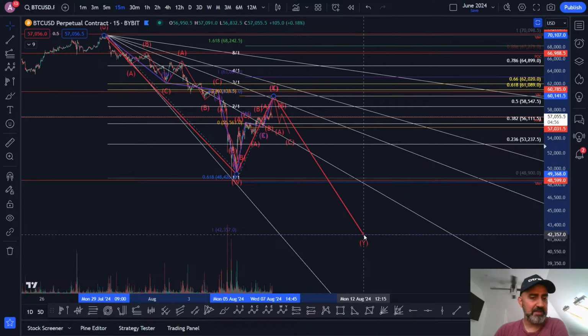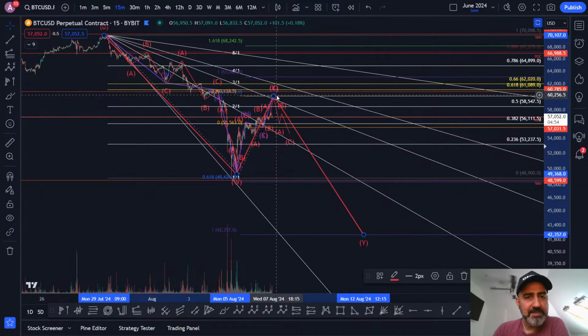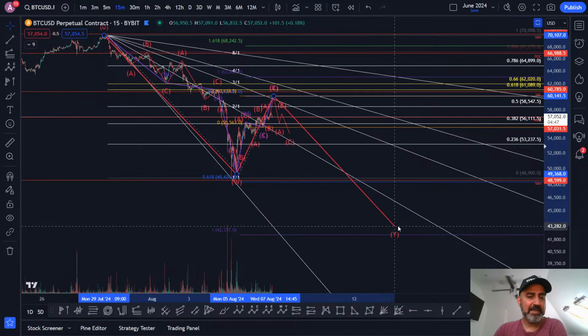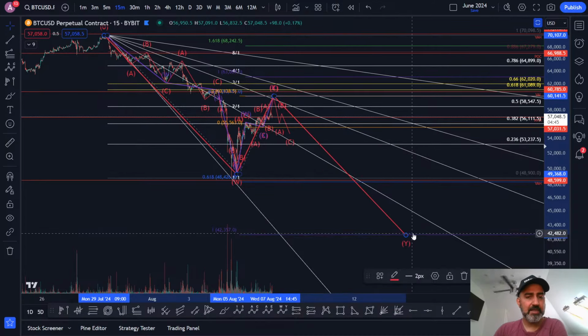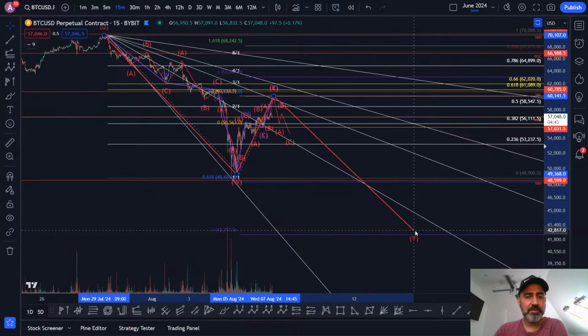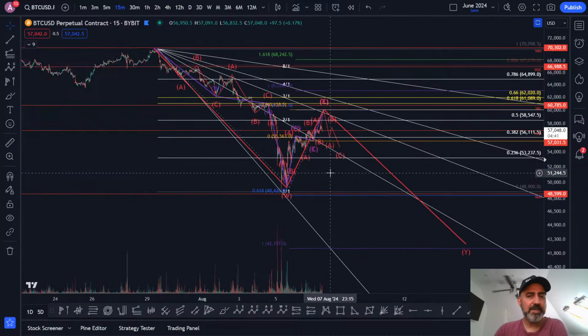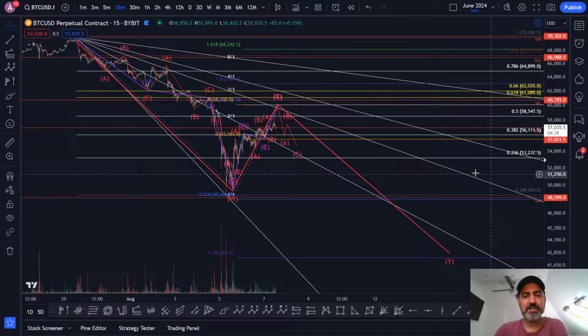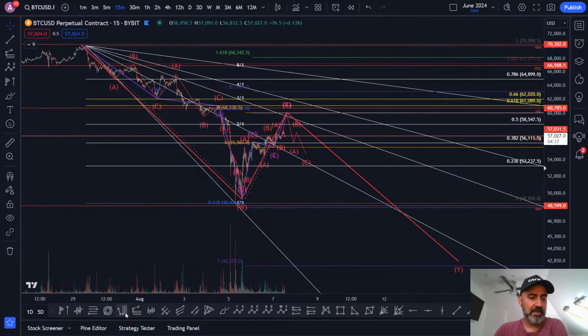I think we're probably heading to the 1-to-1. If we end up going up to 60k and that's the red X complete on this corrective move, then I think we're probably heading down to the 1-to-1. Okay, now based on time, it really matters how we end the X here and the time period that we end the X.